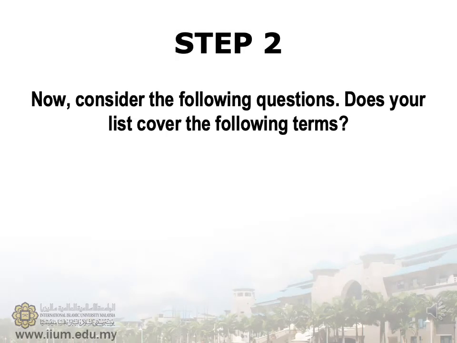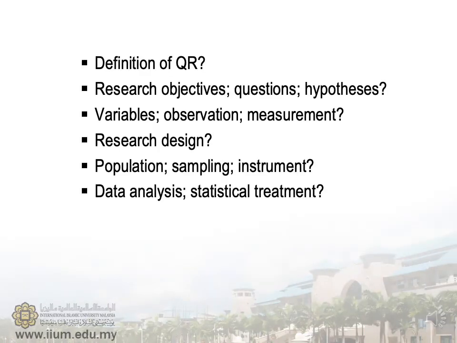Now, let's have a look at the 3 things about quantitative research that you've on your list. Does your list cover the following terms? Let's self-assess if you are on target. Definition of QR. Research objectives, questions, hypotheses, variables, observation, measurement, research design, population, sampling, instrument, data analysis, statistical treatment.